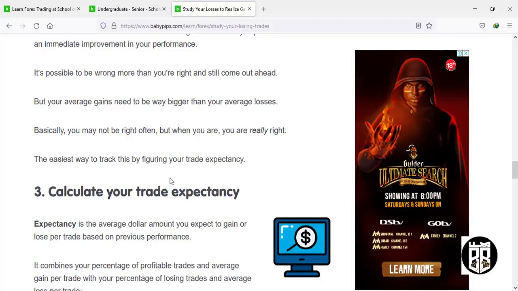Now, it's possible to be wrong more than one time and still come out ahead. But your average gains need to be way bigger than your average losses. Basically, you may not be right often, but when you are right, you are really right.